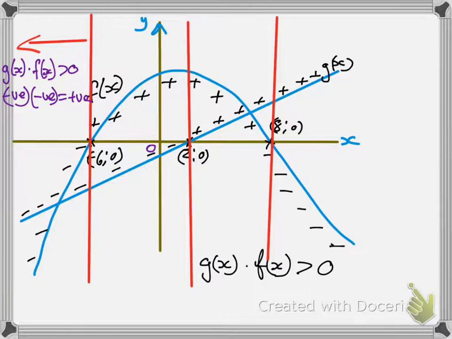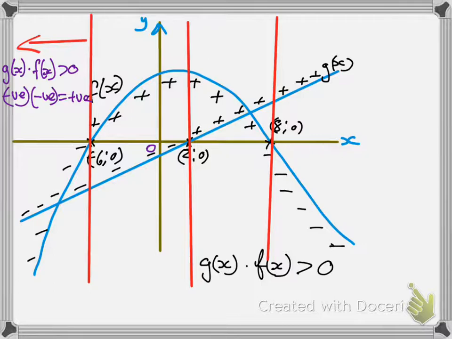Once f of x reaches 0, you multiply 0 with any value of g of x, it will be 0, which means we exclude that one. So in this zone, to the left of x equals -6, g of x multiplied by f of x will be a positive value, which is greater than 0.